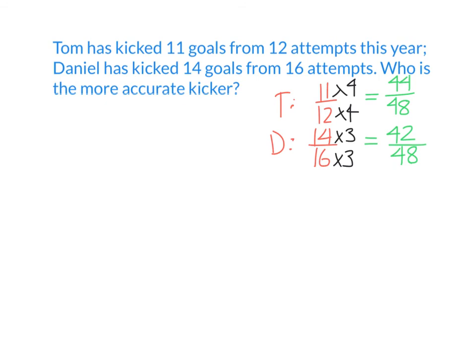So we see that the fraction of successful attempts is more for Tom than Daniel. This fraction is bigger than this fraction. So we've just learned 11 over 12 is greater than 14 over 16. Remember, crocodile eats the larger number. The greater than symbol points to the right. So therefore we can say that Tom is the more accurate kicker.